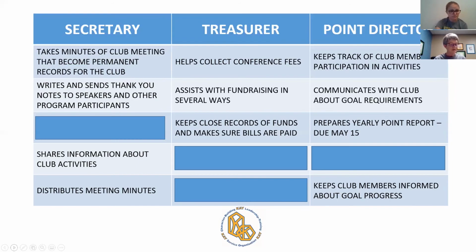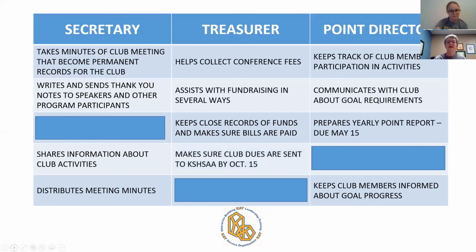All right. This person makes sure that club dues are sent to Keisha by October 15th. And this is the job of the treasurer. October 15th is the deadline. The membership report will tell you how much money you're supposed to send. It's an interactive report. But you have to pay $2 per delegate to the KAY office at Keisha. Many clubs have members pay a few more dollars than this so that they can build their own club treasury, but only $2 goes to the Keisha office each year.